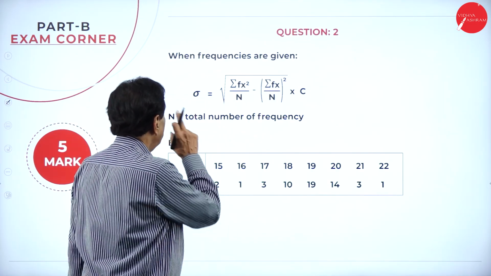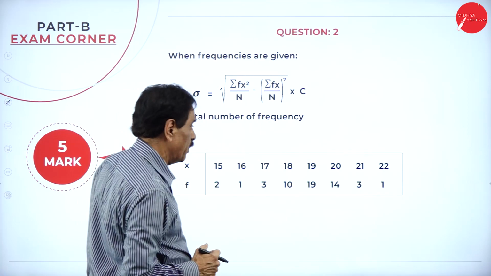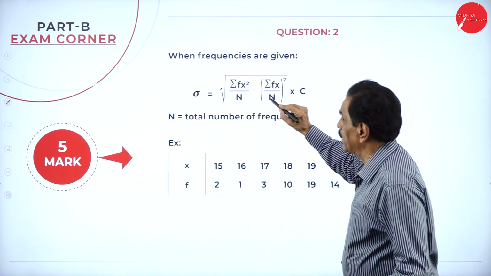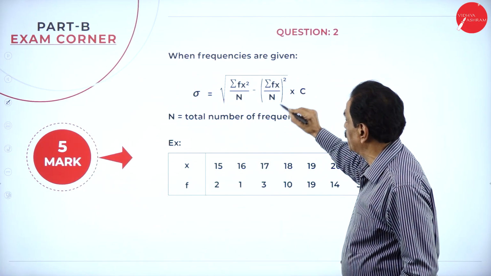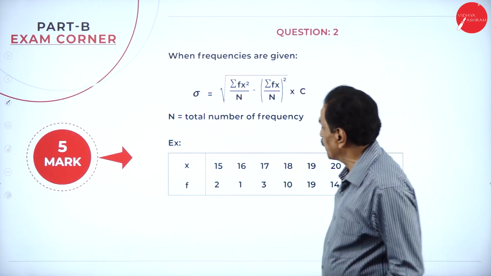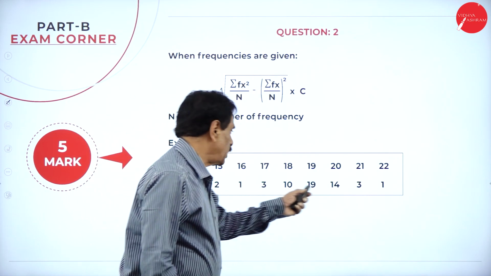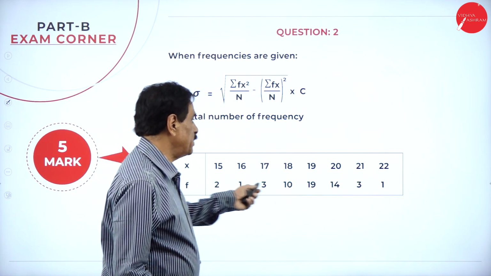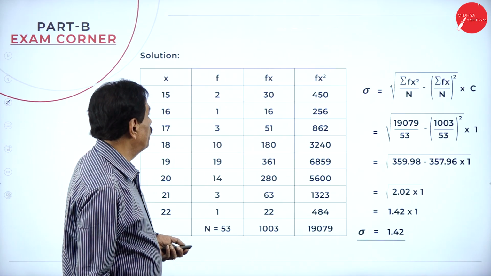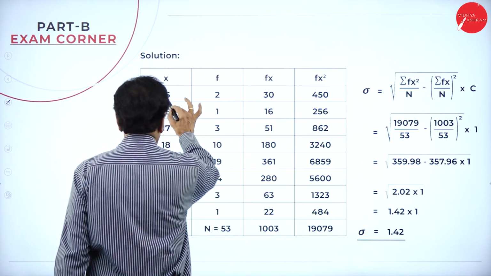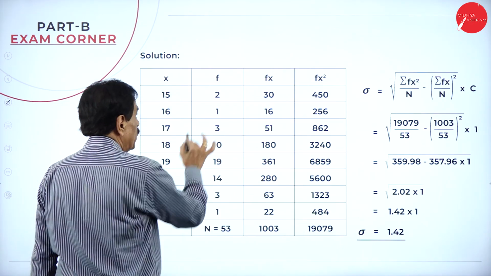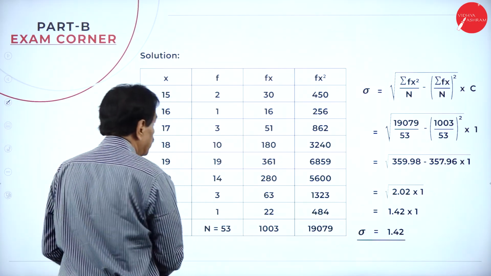Then, when the frequencies are given, the formula is root of sigma fx square divided by n minus sigma fx divided by n whole square, into c. Here, n is equal to the total number of frequencies. Here the numbers are given, and the difference is 1. The frequencies are 2, 1, 3, and so on. Totally 53.